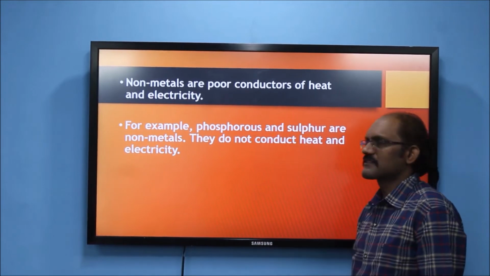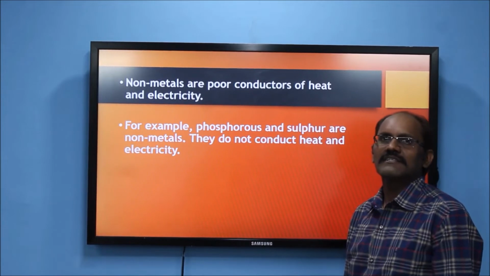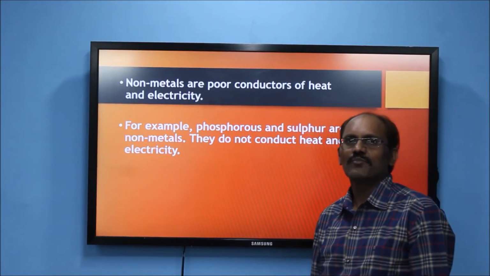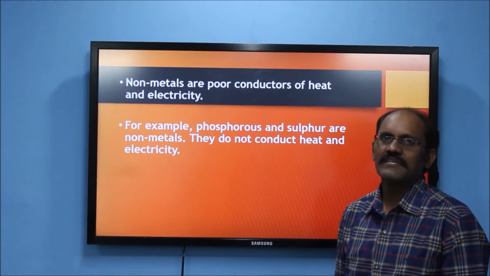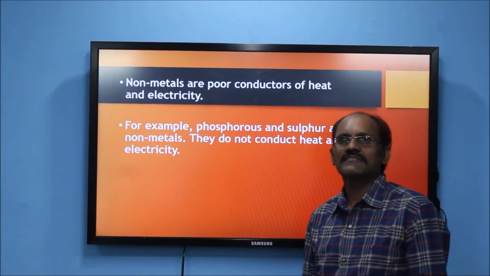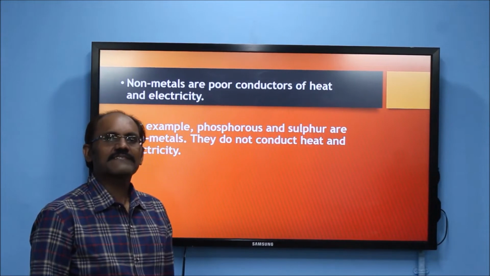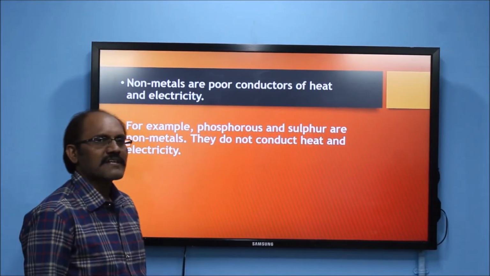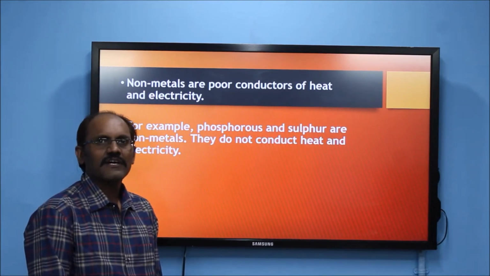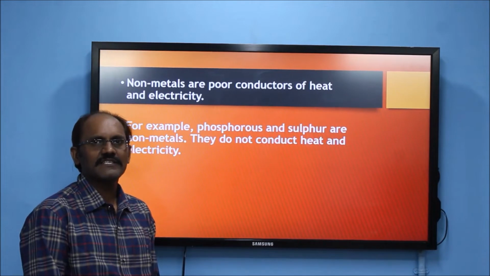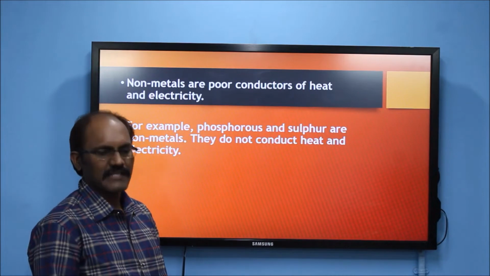Non-metals are poor conductors of heat and electricity. This means non-metals don't conduct electricity to pass through them. They don't conduct heat to pass through them easily. So, non-metals are poor conductors of heat and electricity. For example, phosphorus and also sulfur. These two are non-metals. They are poor conductors of heat and electricity. They don't conduct heat and electricity to pass through them easily.